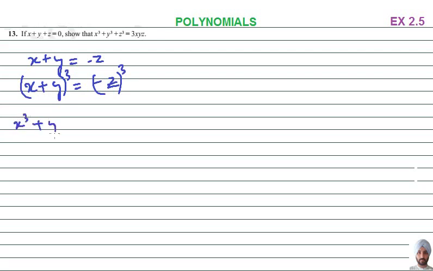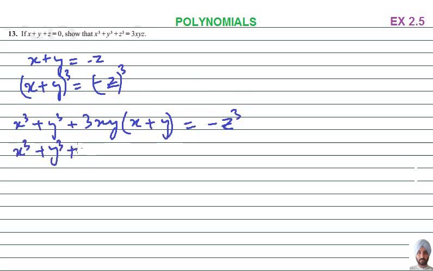Cubing both sides, what will you get? x cube plus y cube, because there are two terms, plus 3xy times x plus y, and minus z cube on the right, because the power is odd, so minus will stay minus and z cube will become z cube.